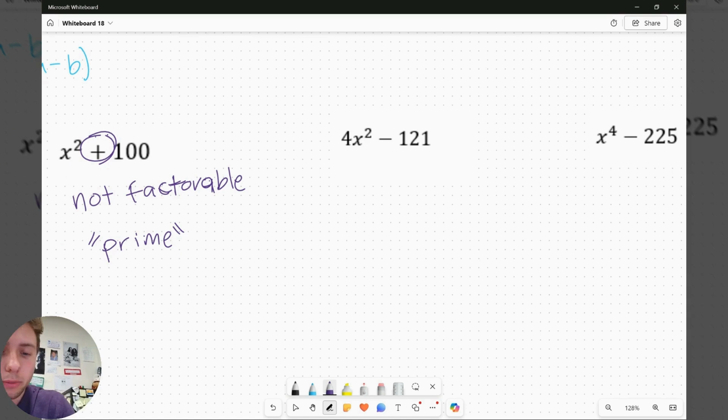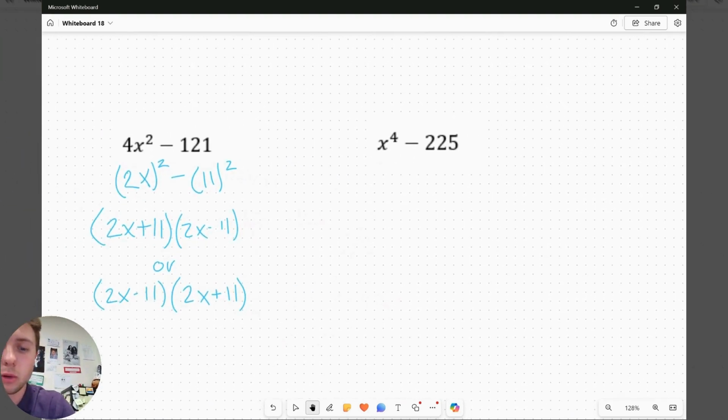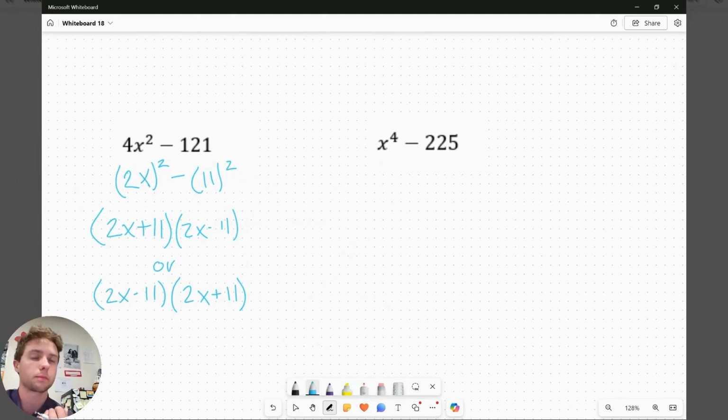Next one, continue your process. Find what squared gives you what is shown. In this case, 4 is the same thing as 2 squared, x squared is just x squared, and 121 is 11 squared. Take your values, put them in your parentheses in your factored form, and you have your answer. Realize the order of these parentheses does not matter. The minus could be first and then the plus. The order of your parentheses doesn't matter, as the order of multiplication does not matter.